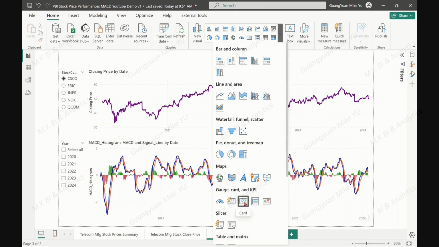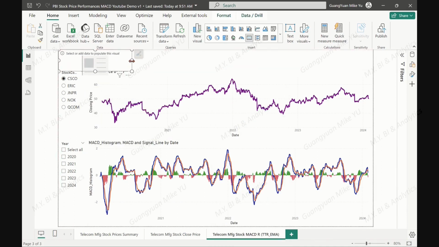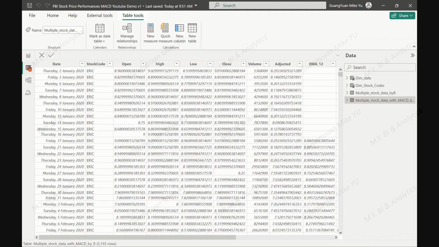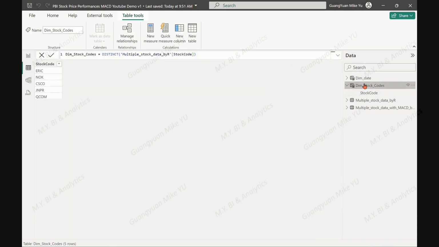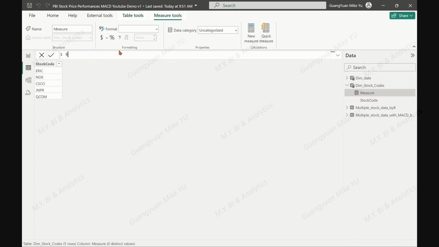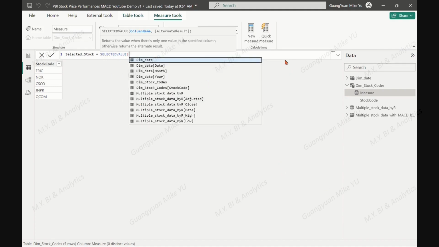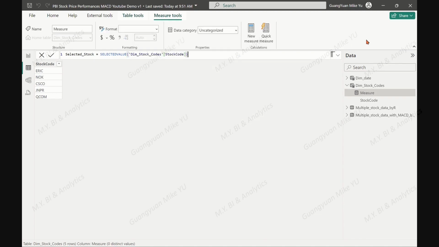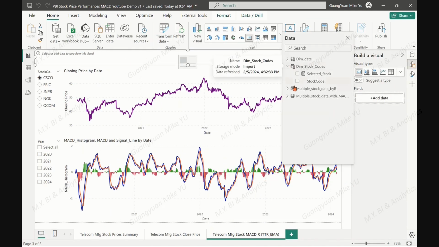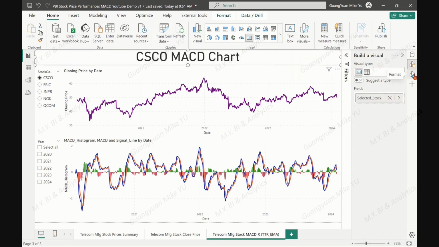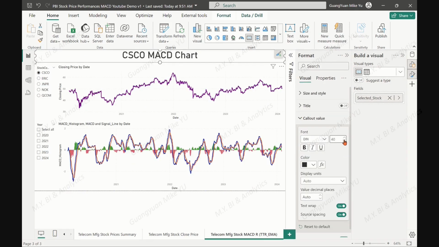Last, place a card as a dynamic title for the report page. Then create a measure, name it Selected Stock, which equals the selected value of the dimension table's stock code column, plus the characters MACD Chart. Add the measure to the card's measure field. Format the callout value.